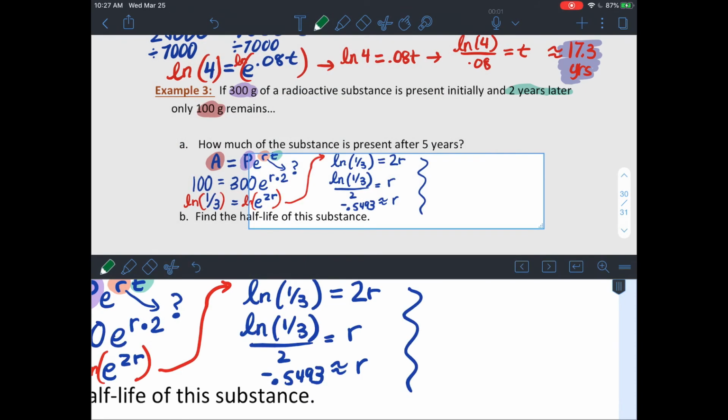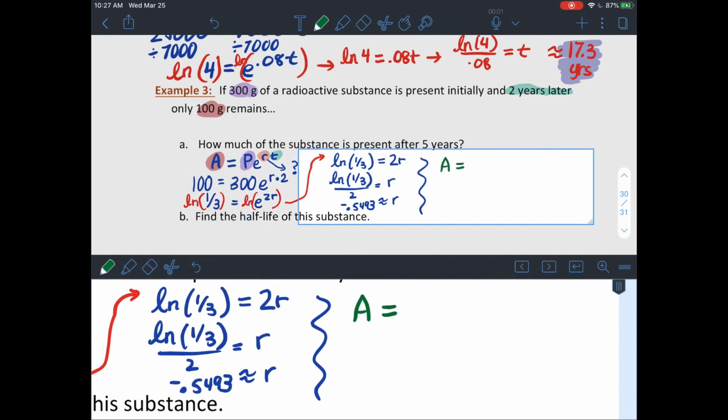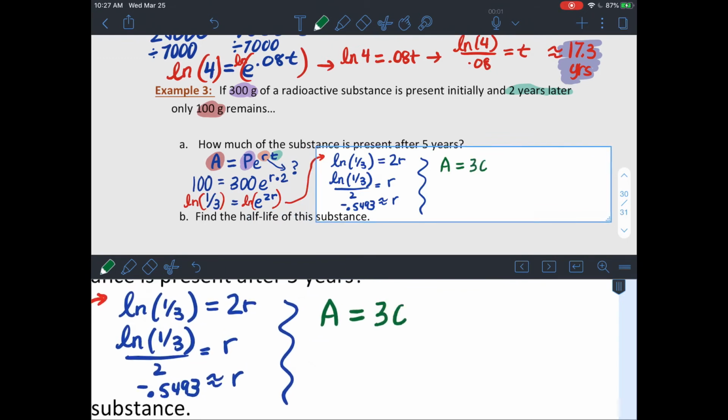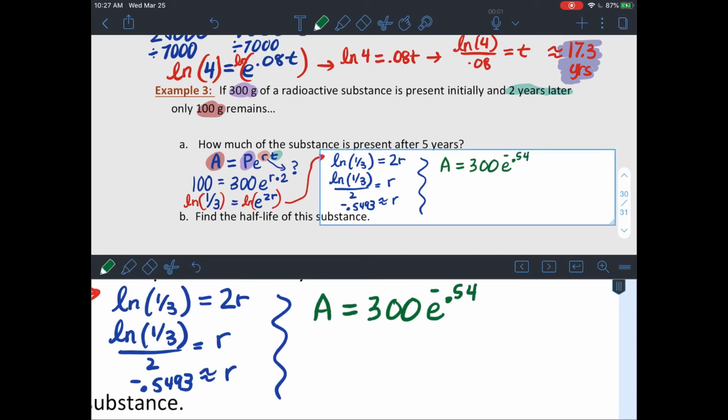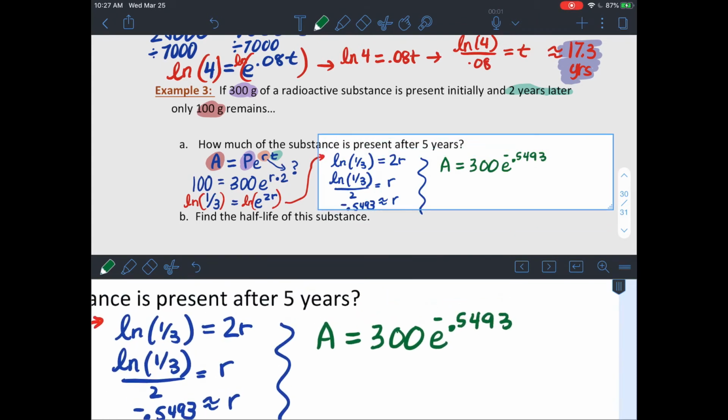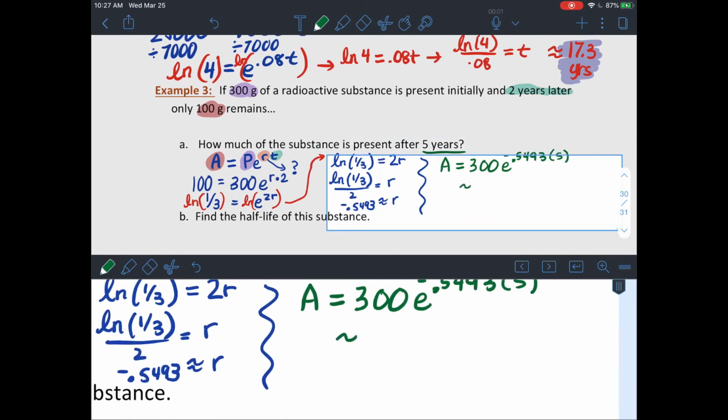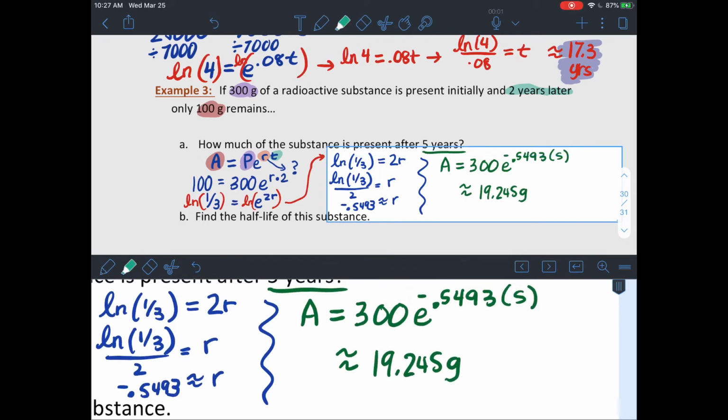Now you have enough information to actually write your full exponential function for our situation. So we know we start with 300 grams, e to the negative 0.5493 power, and we're looking for the amount after 5 years. So if I plug all that in, you should end up with approximately 19.245 grams after 5 years.